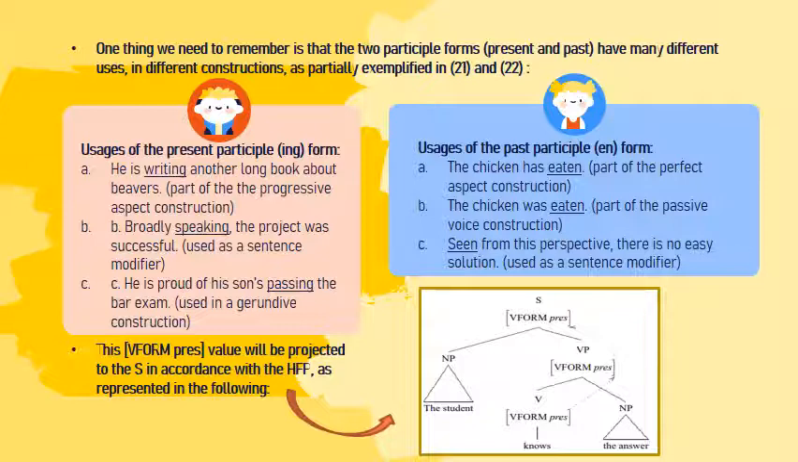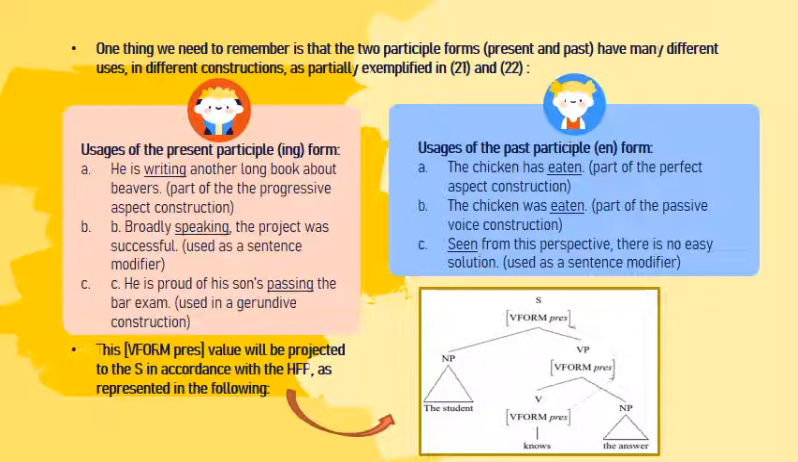B. Broadly speaking, the project was successful. Speaking, -ing used as a sentence modifier. C. He is proud of his son passing the bar exam. Passing, -ing used as a gerundive construction.